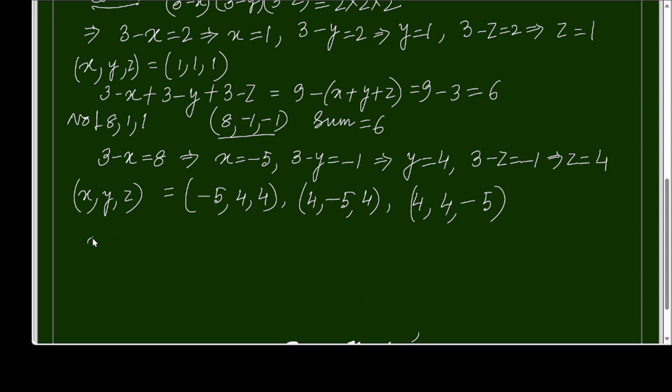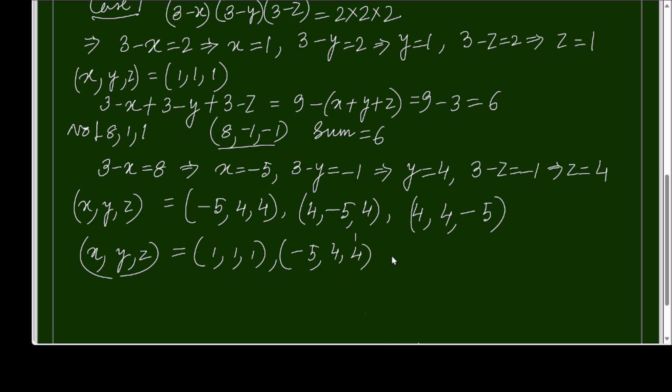So the total solutions of x, y, z will be how many? First is 1, 1, 1. Then minus 5, 4, 4. Then 4, minus 5, 4. Can you think of any other?